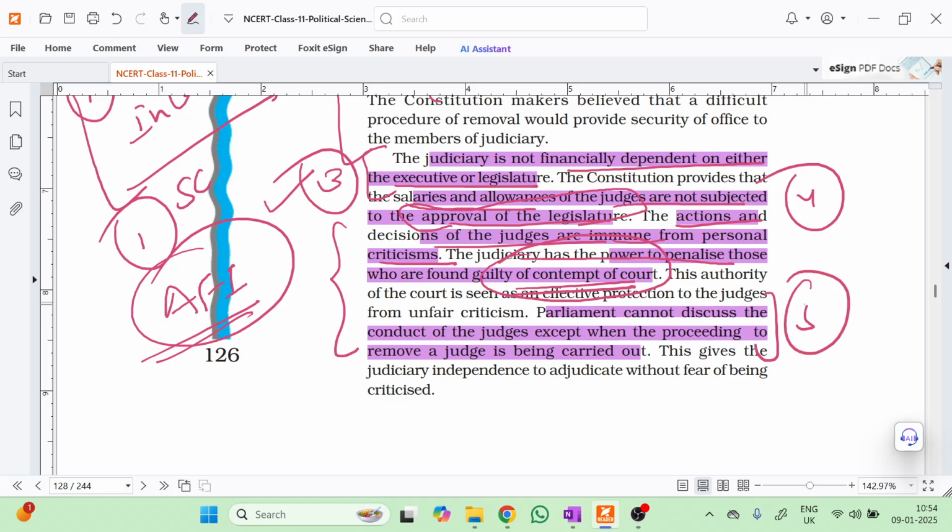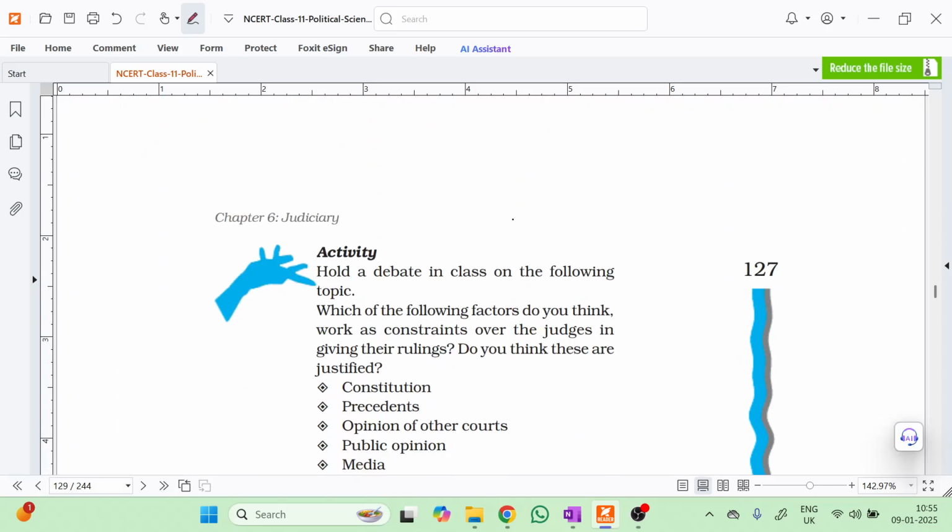Then the next principle for the independence of judiciary is that Parliament itself cannot discuss the conduct of judges except when judges are being removed and the proceeding thereof is being carried out. Other than that, the whole parliamentary proceedings, all the sessions of it, cannot discuss the conduct of any judge. This is the mechanism by which independence of judiciary is being ensured.